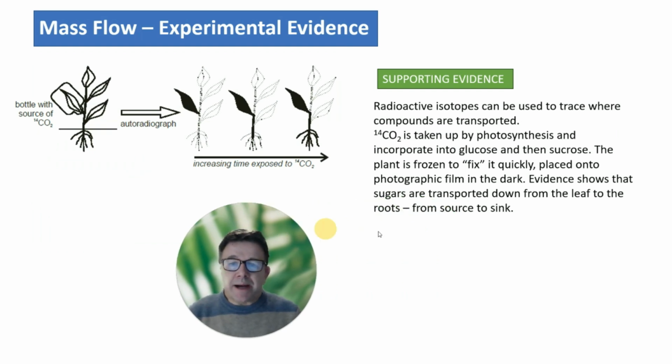Next one is radioactive tracers. This is quite interesting. They use radioactive isotopes, the tracer in carbon dioxide, because that's taken up in photosynthesis and therefore it incorporates into glucose and then sucrose. The plant is then frozen to fix it quickly after it's been growing, and it's placed onto a photographic film in the dark, and evidence shows that the sugars are transported down from the leaf to the roots, from source to sink, as you can see in this diagram.